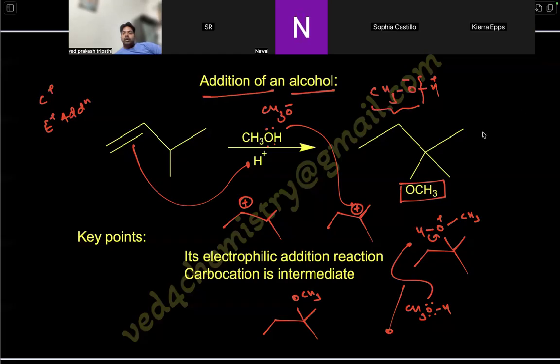Is it only in the presence of acid? Yes, this is addition of alcohol, so we can add in presence of acid as well. You can carry out this reaction in presence of base as well. So base is going to deprotonate the alcohol. So we have CH3O minus as a nucleophile, and then it would attack. Clear?